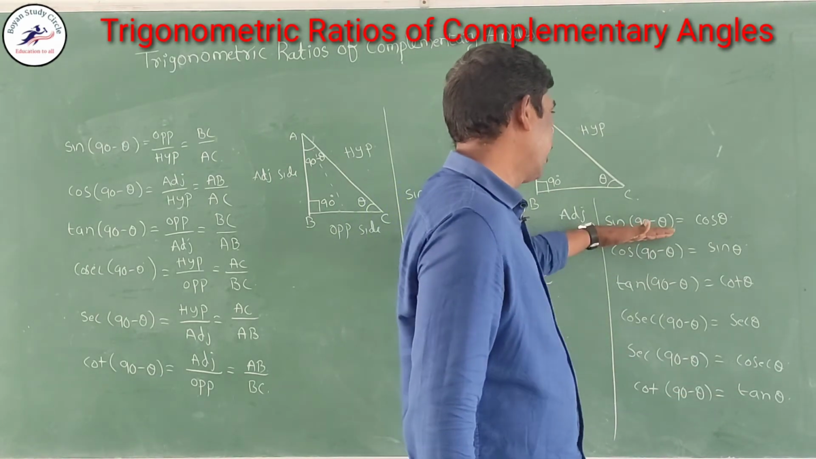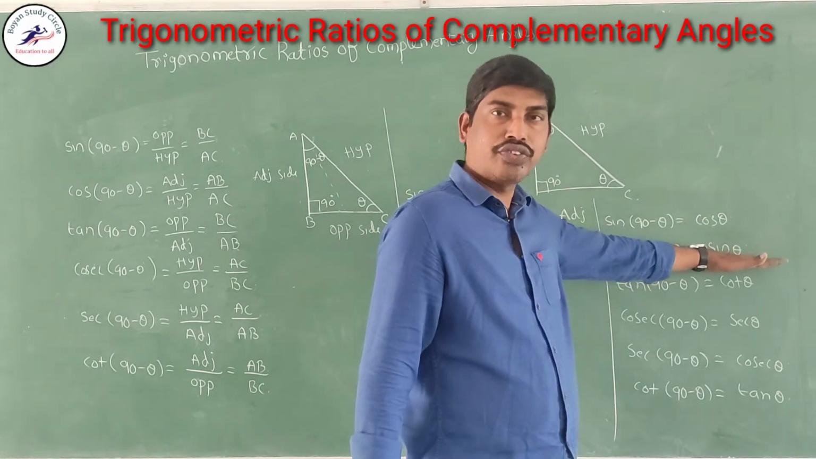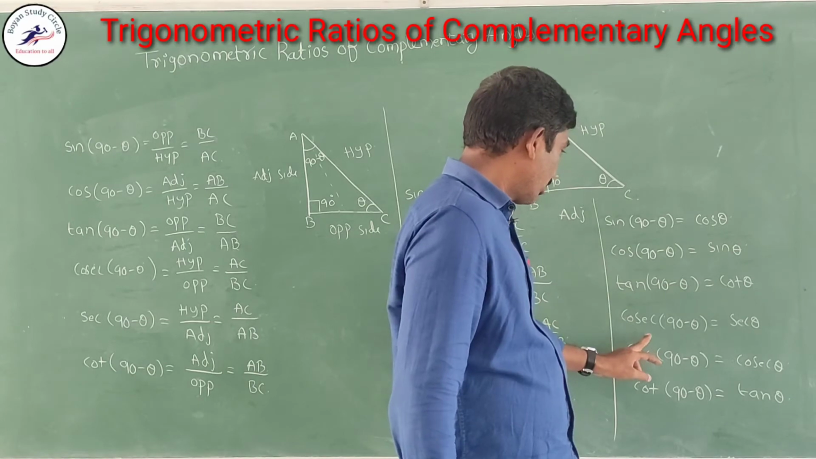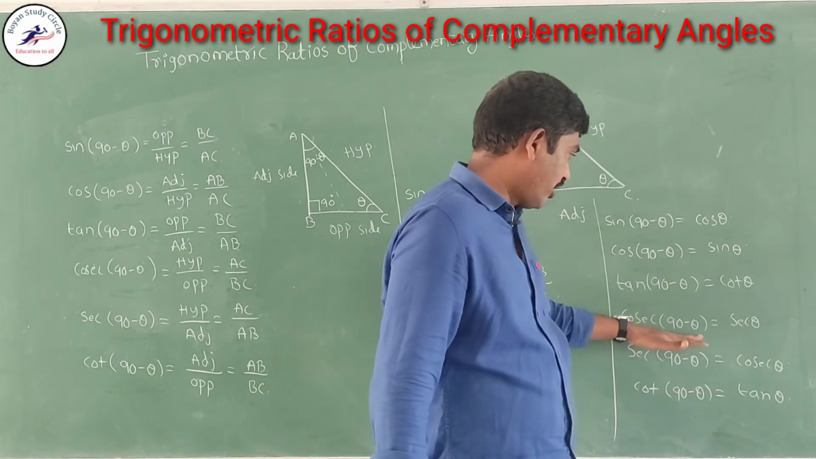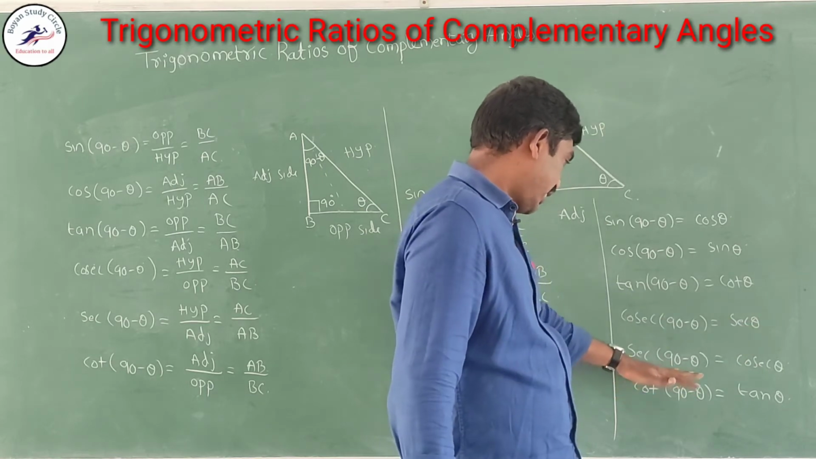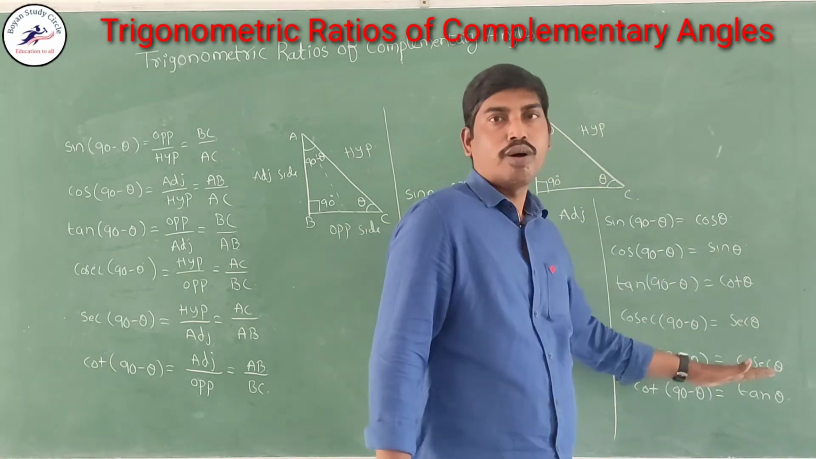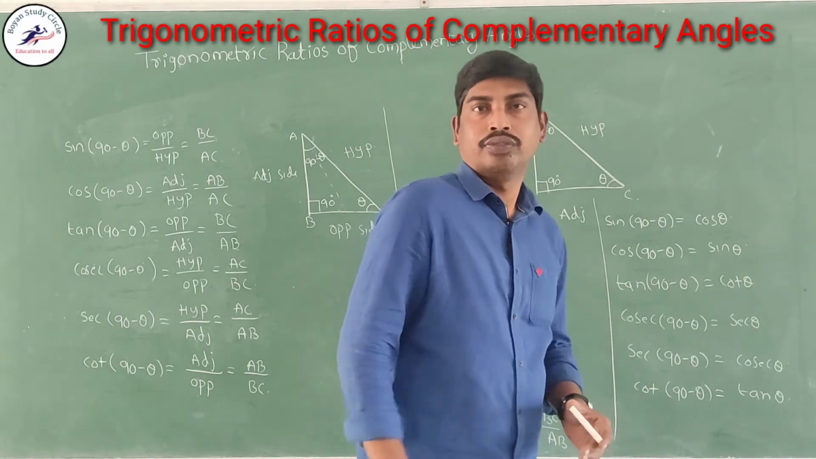So sin of 90 minus theta is cos theta. In the same way, cos of 90 minus theta is equal to sin theta. Tan of 90 minus theta equal to cot theta, and cot of 90 minus theta equal to tan theta. Cosecant of 90 minus theta equal to secant theta. Secant of 90 minus theta equal to cosecant theta. By using these 6 complementary angle relations, we are going to solve the problems.